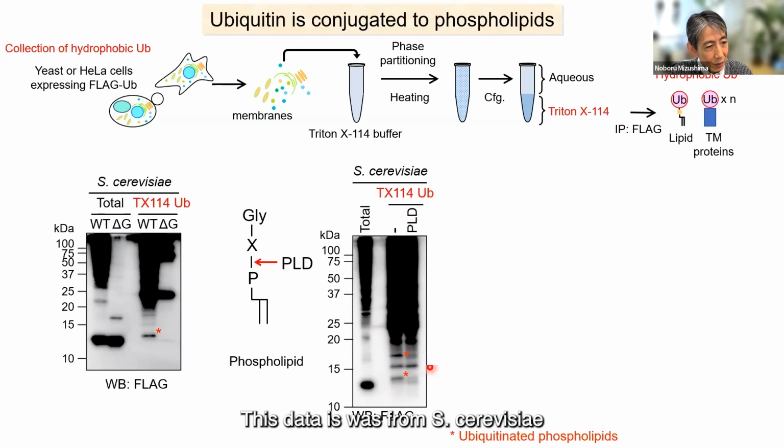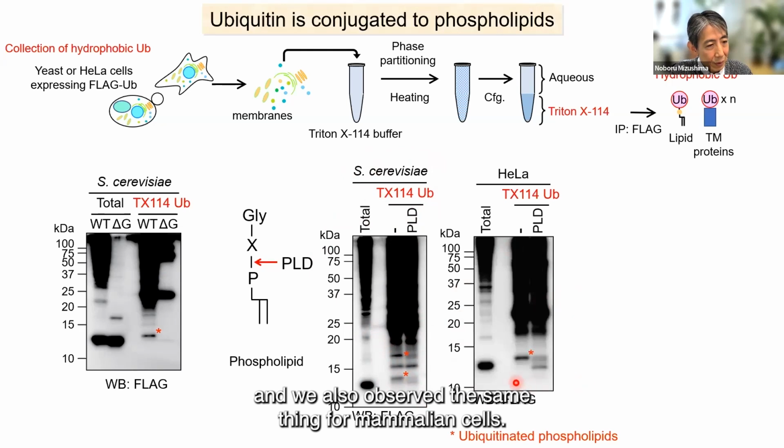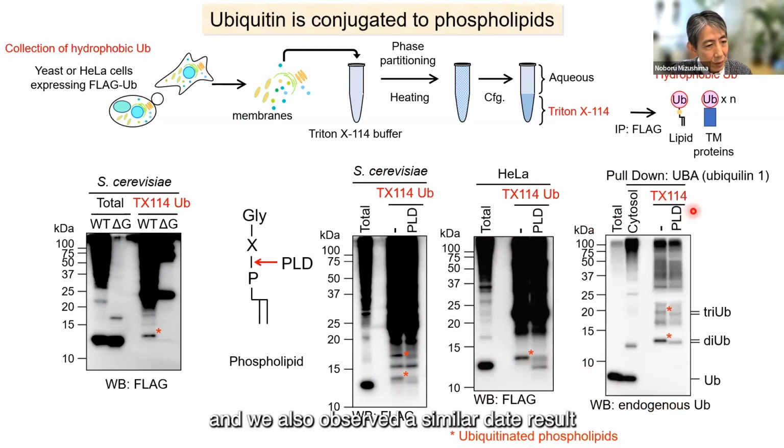This data was from yeast, and we also observed the same thing for mammalian cells. So this slightly larger ubiquitin band was degraded by phospholipase D and moved to the original position. And we also observed a similar result for endogenous ubiquitin.